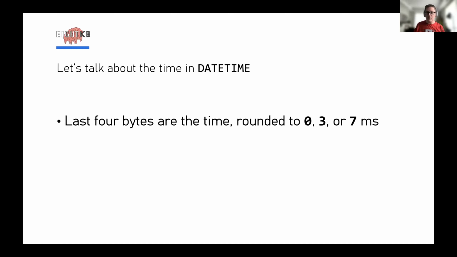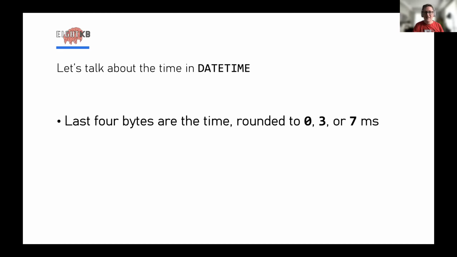Let's talk about the time, the second 4-byte segment in a date time value. They're rounded to 0, 3, or 7 milliseconds. Oh man, how many of you have been caught out? I've been caught out by this because we go between midnight, 0.000, and 0.0999, and we get caught out every time because we should have put 997, because in date time data type, you have to have your milliseconds rounded down to 0, 3, or 7.